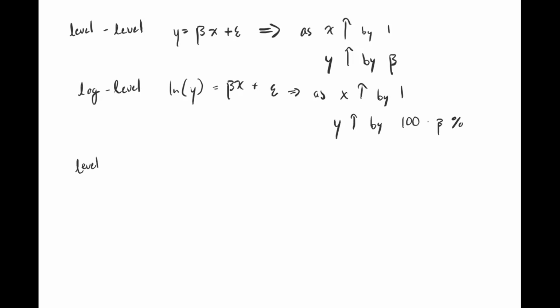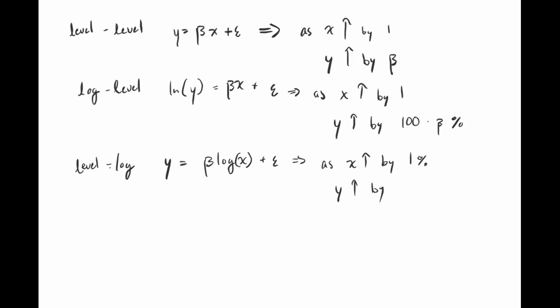Okay, so the next one is level-log. And hopefully you guys can imagine where this is going. So y equals beta log x plus epsilon. So here, as x goes up by 1%, y increases by beta over 100.